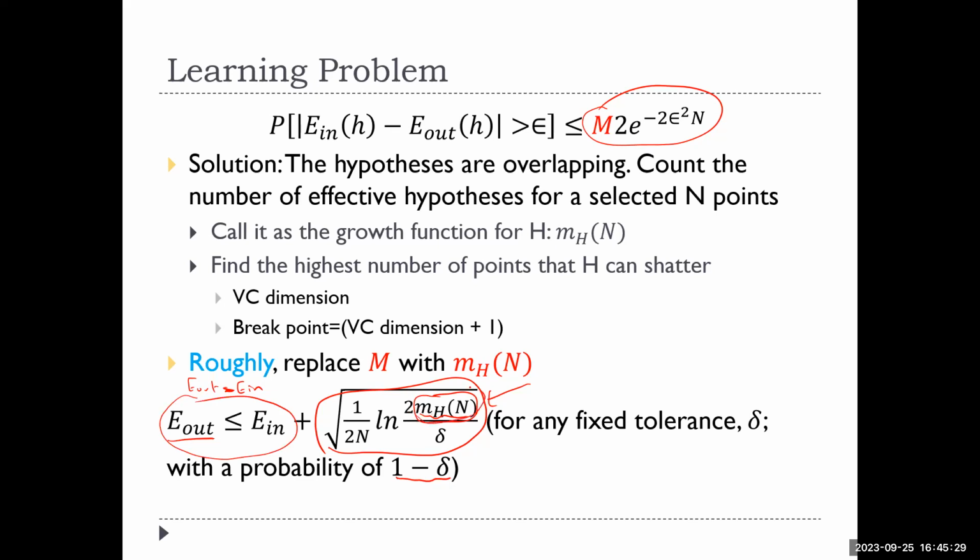Without knowing this, I don't know it. If you just look at the range of values, you have an infinite number of hypotheses, but they are overlapping. How do you know the non-overlapping hypotheses? You need to find that growth function, the number of hypotheses, and then plug it here. And then you are going to be able to limit the error.